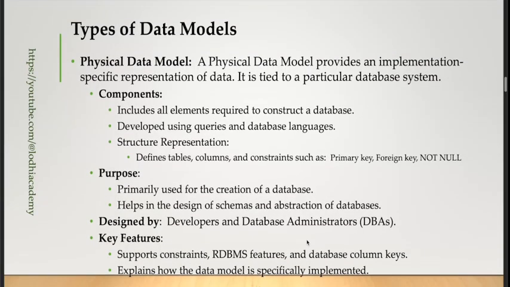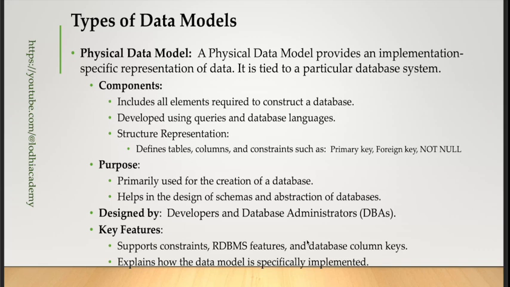Physical data model. In the physical data model, the implementation is explained with reference to a particular database system. It outlines every part and service needed to construct a database. It is made with queries and the database language. Every table, column, and constraint, such as primary key, foreign key, not null, etc., is represented in the physical data model. The creation of the database is the primary task of the physical data model.